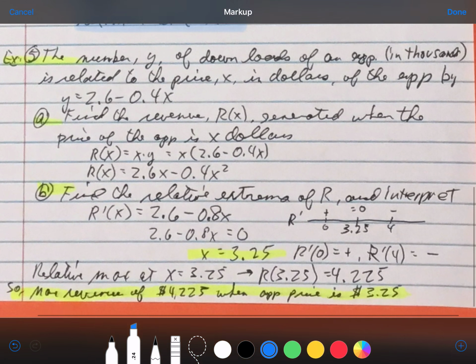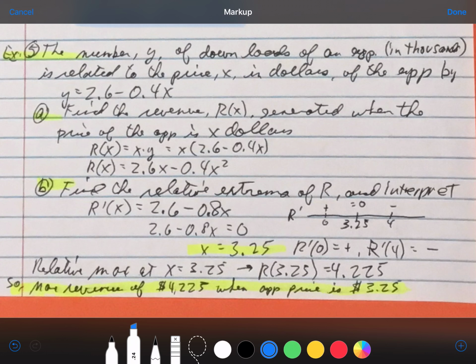Okay. And then an application. And we always like to finish up with a nice application. So in this case, the number y of downloads of an app in thousands is related to the price x in dollars of that app by the equation y equals 2.6 minus 0.4x. Right? So we've got the number of downloads represented by our function in thousands. X is the price of the app in dollars.